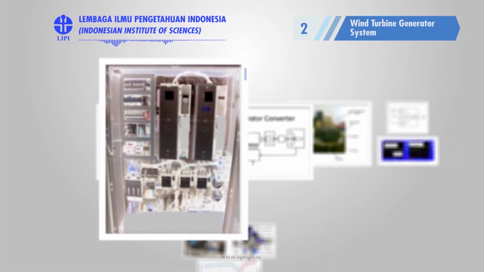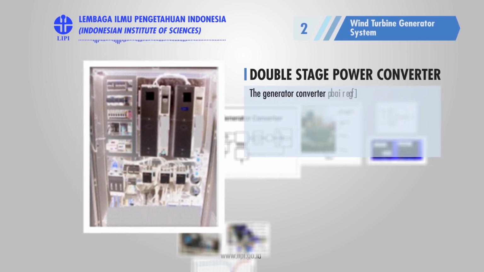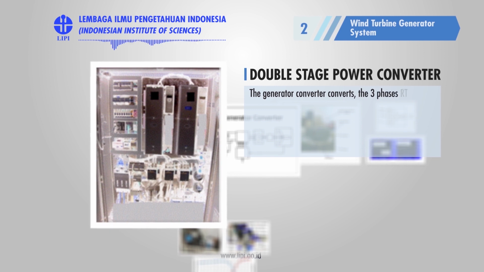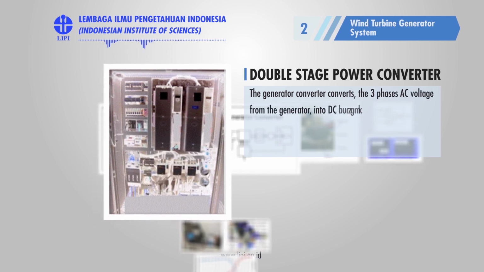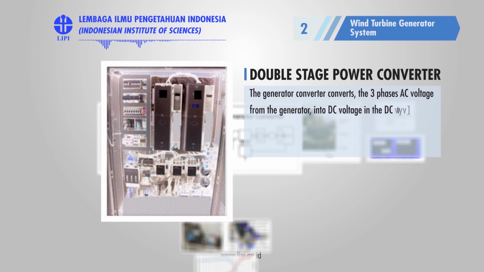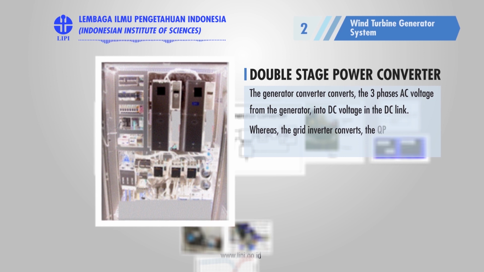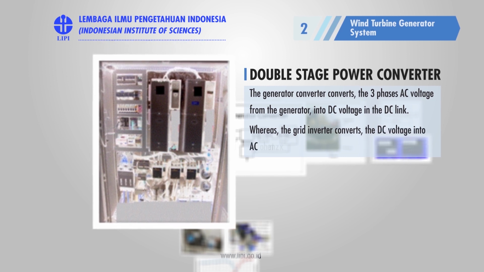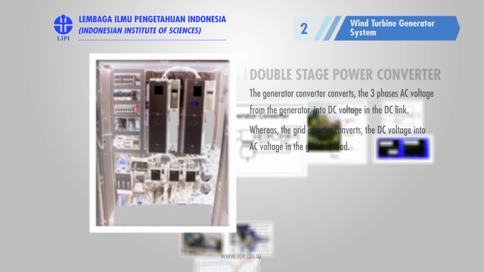Next, we use a double-stage power converter. The generator converter converts the 3 phases AC voltage from the generator into DC voltage in the DC link, whereas the grid inverter converts the DC voltage into AC voltage in the grid and load.